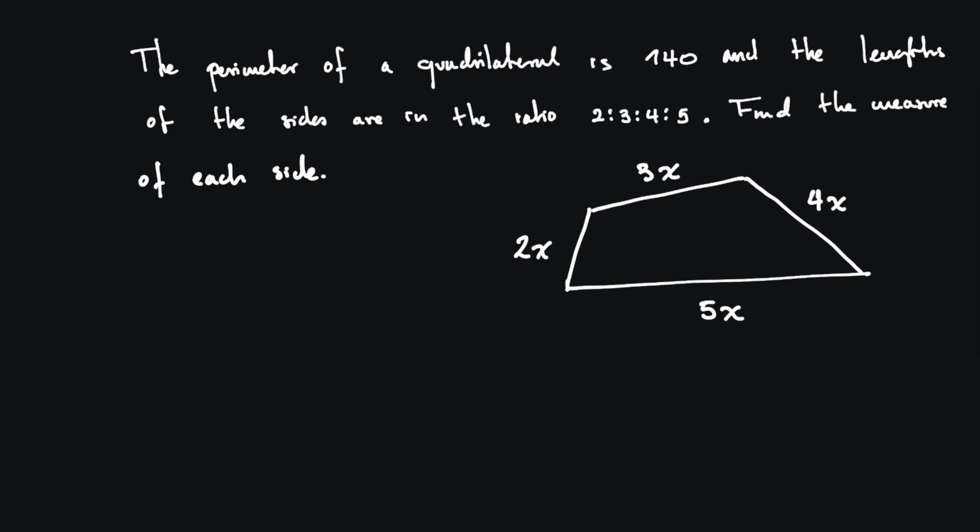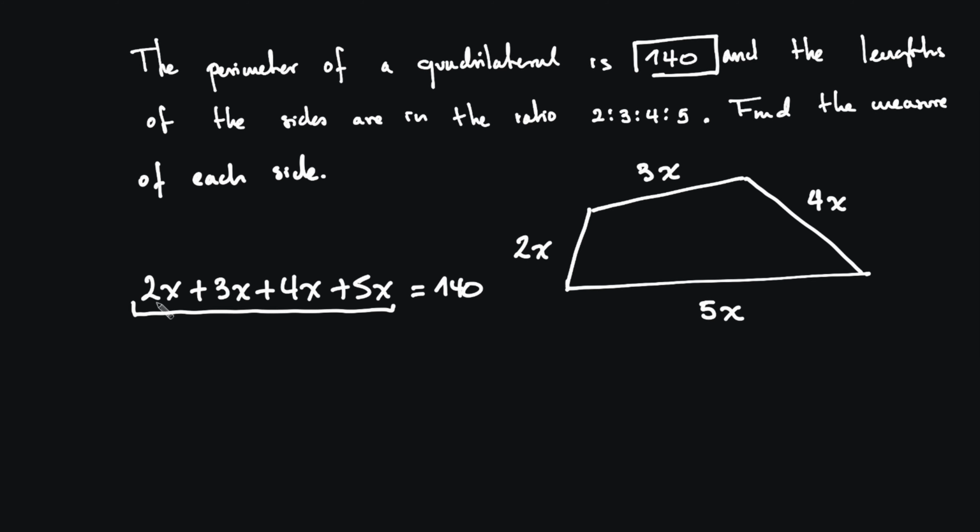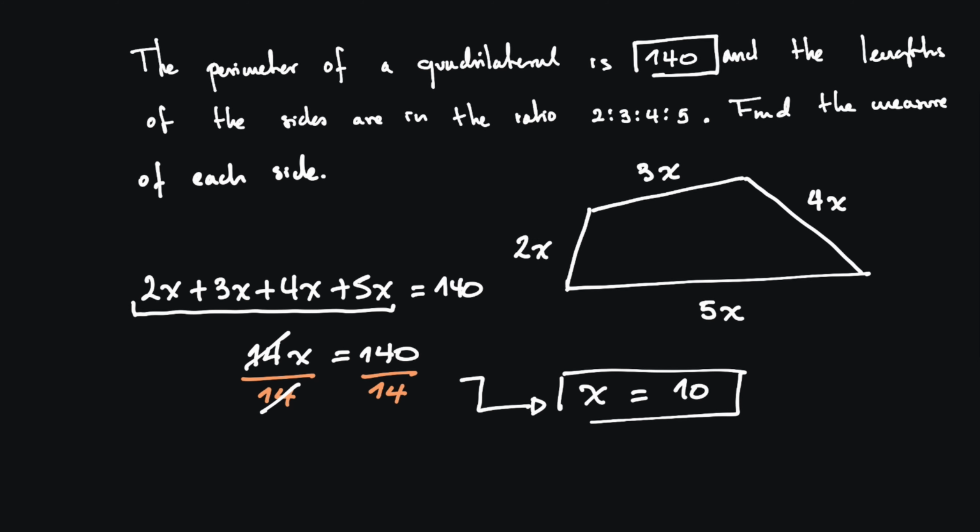To find the perimeter, we add all these quantities. So 2x plus 3x plus 4x plus 5x must be equal to the given perimeter, 140. These are like terms: 2 plus 3 is 5, plus 4 is 9, plus 5 is 14. So 14x equals 140. To solve this equation, we divide both sides by 14, so x is 140 divided by 14, which is 10.